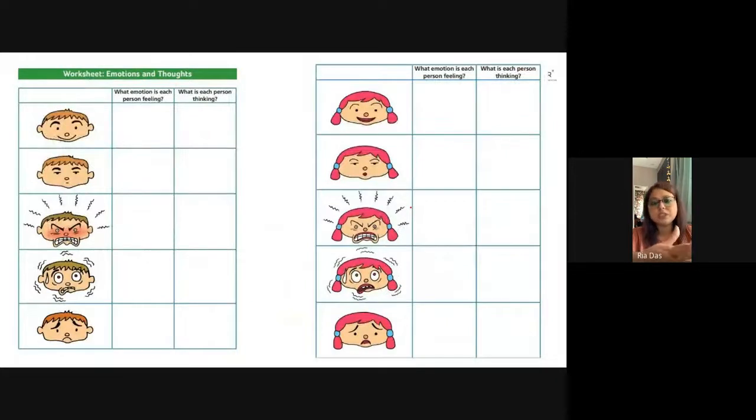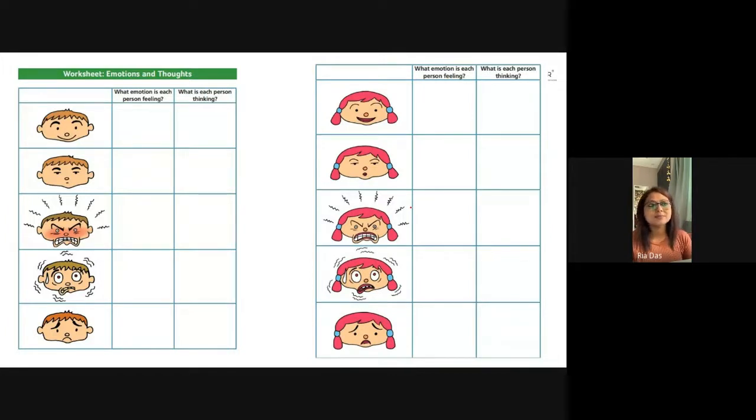Now, these are the two worksheets which you can use with children. One is for boys and the other one is for girls. Can you name the emotions which are there? This is one of the worksheets which we generally do in the initial sessions when we start off. What is the first emotion? What emotion is each person feeling? Happiness. Happy. First one, all of you feel it's happy.